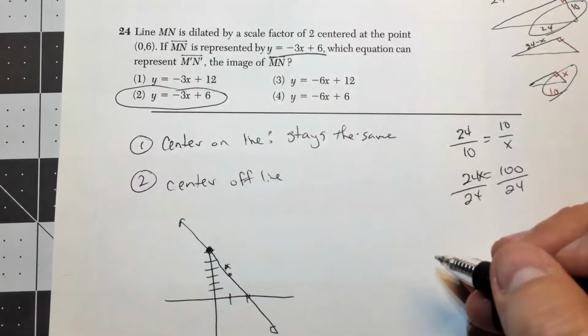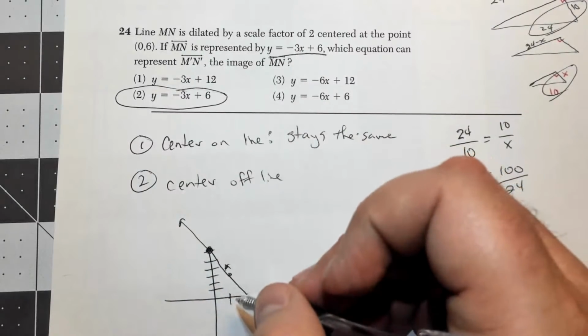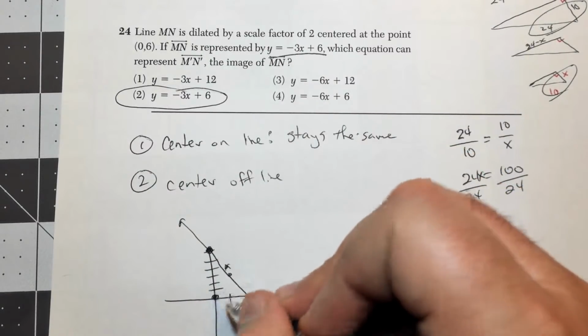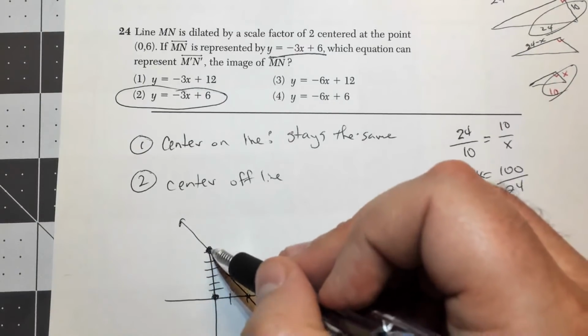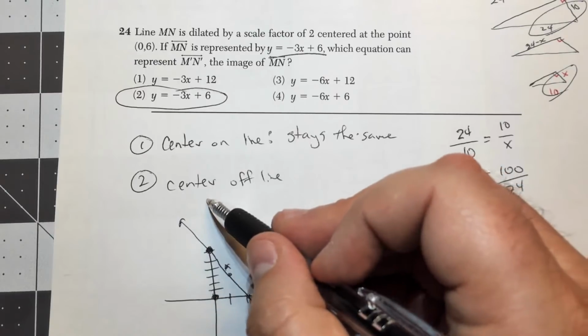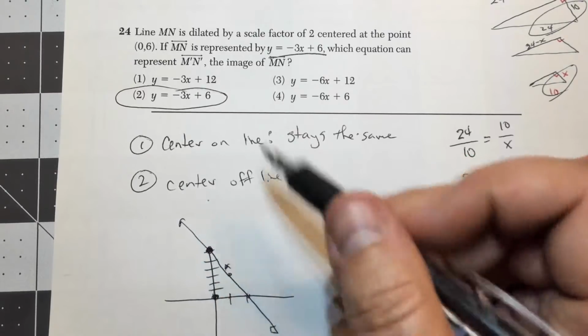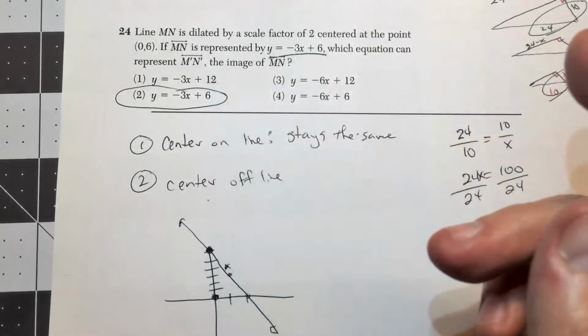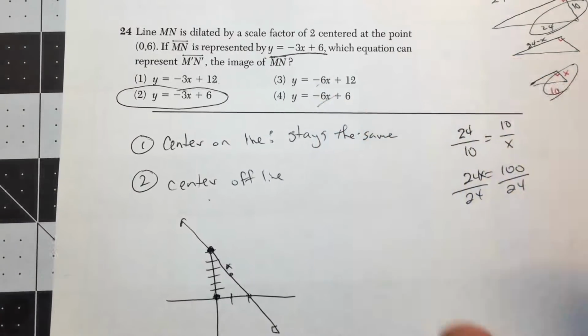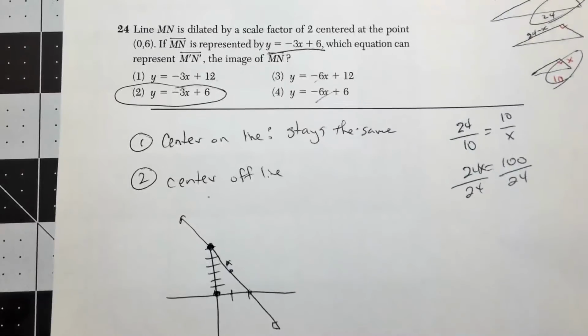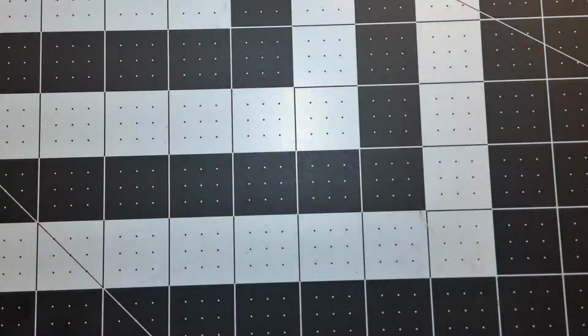If it were to change, I want to double the distance. So for instance, if the center was at the origin, I would double this. So if this was the y-intercept of 6, it would double to 12. And it would stay parallel, so the slope would stay the same. So it would be that one. You should never choose one with a different slope. The lines are always parallel.